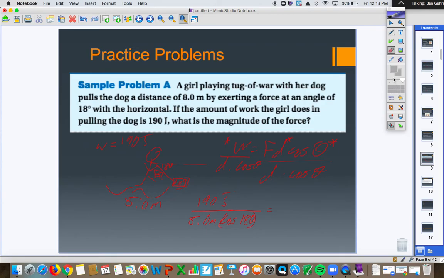So cosine of 18 degrees, not 180. And if you run those numbers through, you should come to a final answer. The force was 25 newtons. And in this case, I would say 25 newtons to the left, because my dog moved to the left in my picture. So there's your equation there.